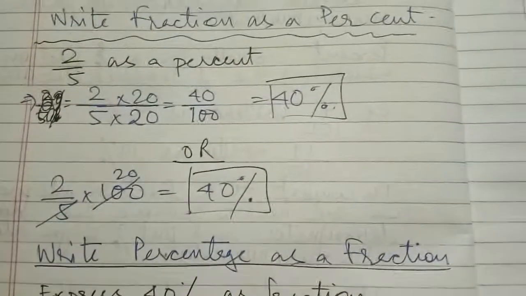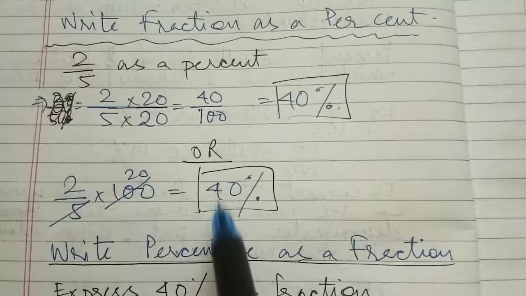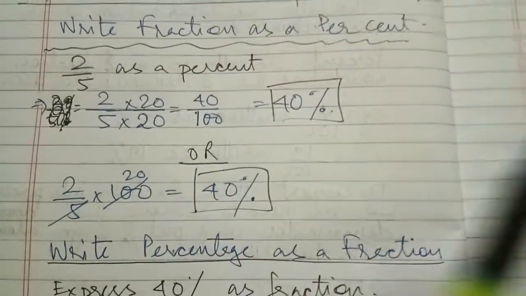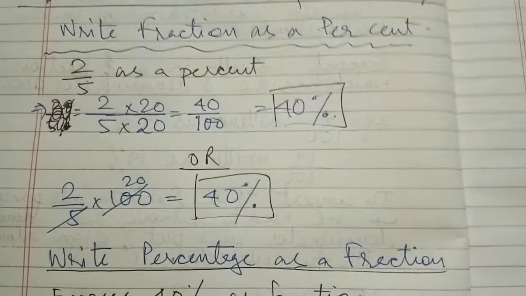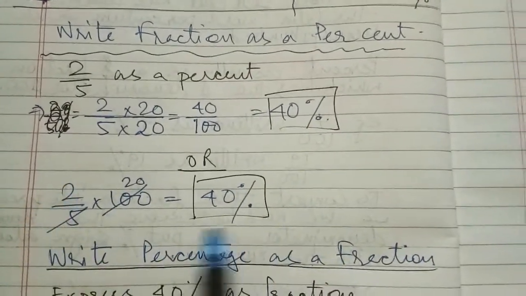You can also do one more method: 2 by 5 into 100. That is coming 40%. See, this process you are doing in this class, and the other process will be done in the higher classes. Now you are going to class 6 also. Now you can start doing this process also. There will be no problem doing this process.